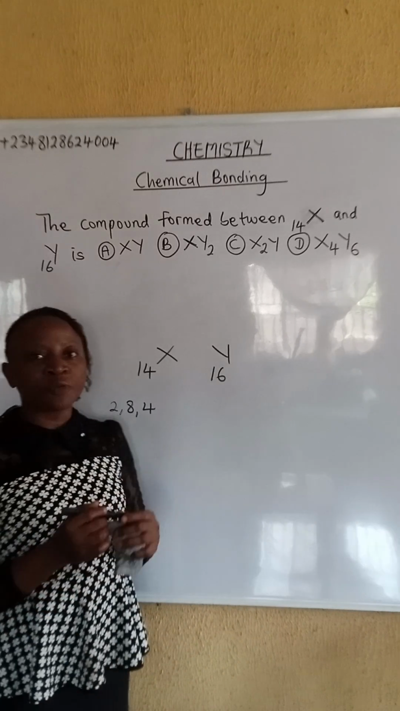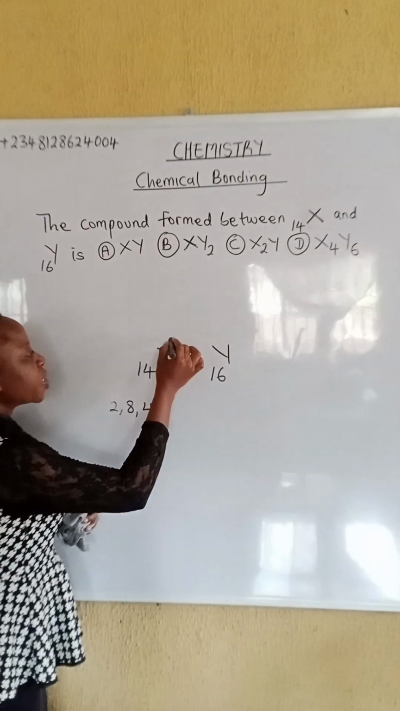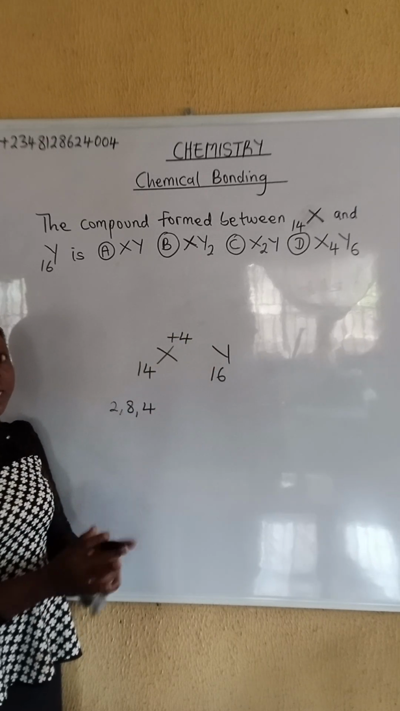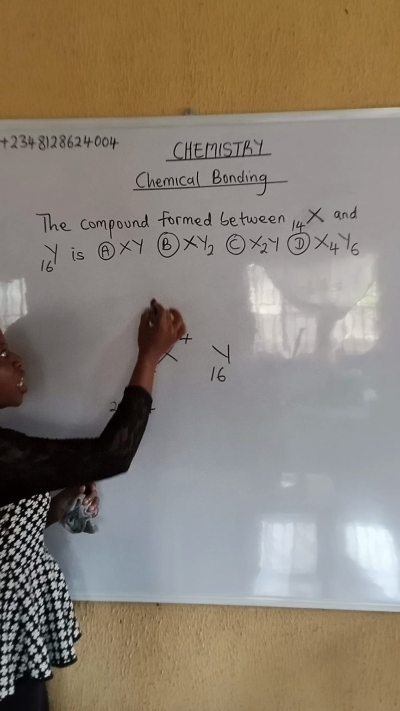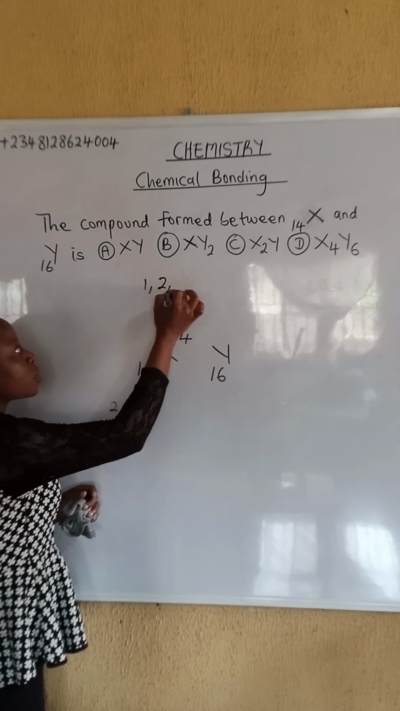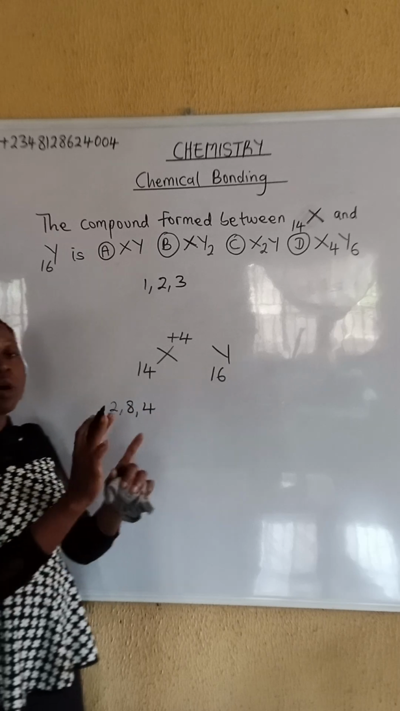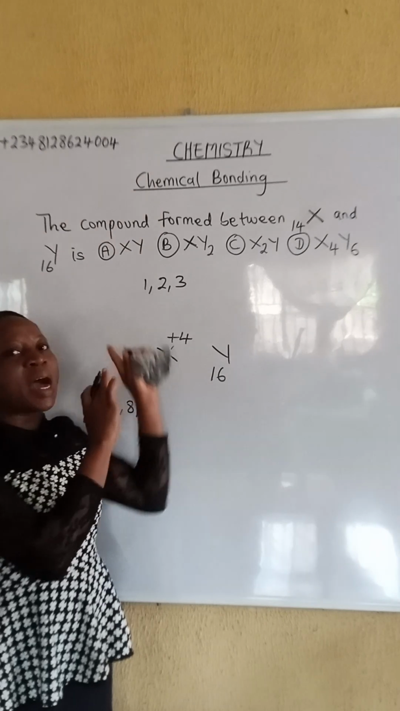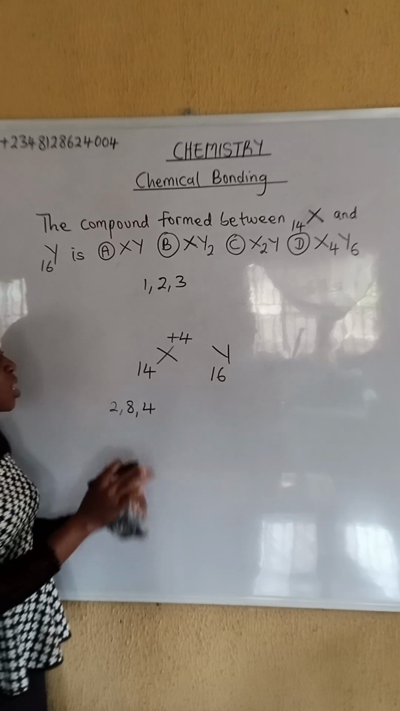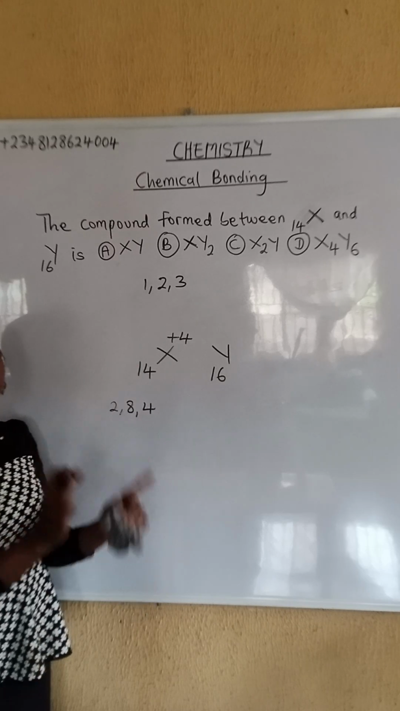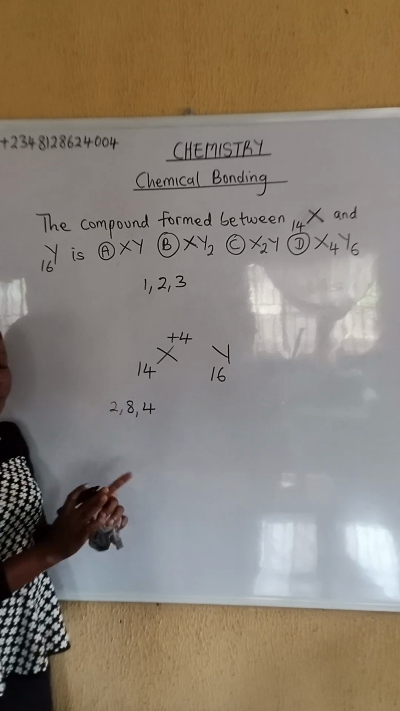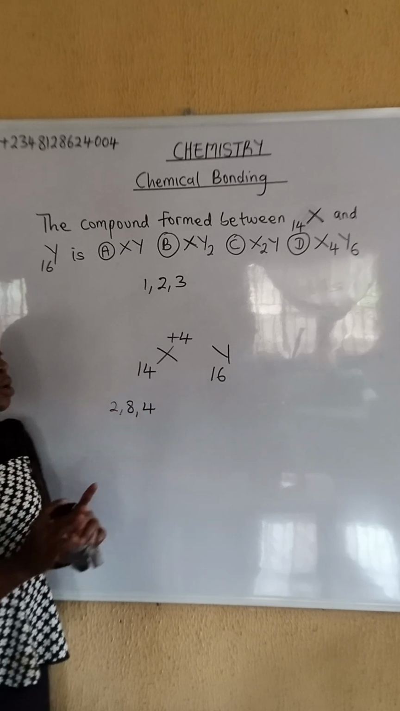Those elements with 4 valence electrons are positively charged, but they are non-metals. Don't forget that those elements with 1, 2, 3 valence electrons are also positively charged, but they are metals. While those elements with 4 valence electrons are also positively charged, we call them tetravalent. They are positively charged, but they are non-metals.